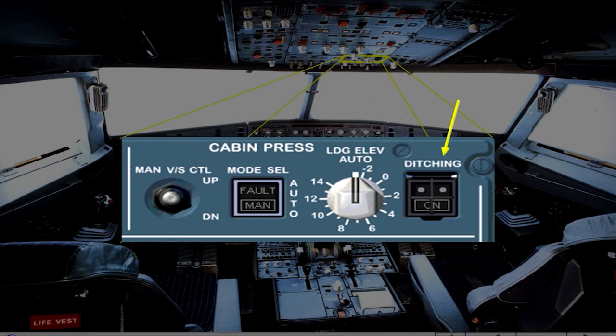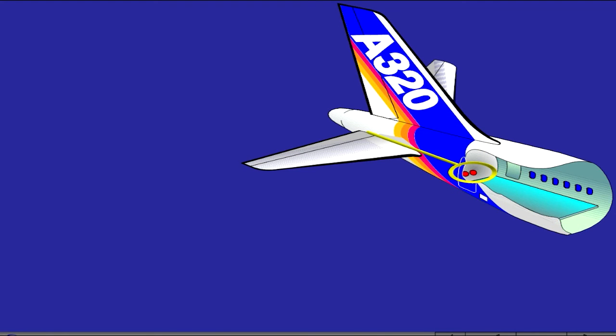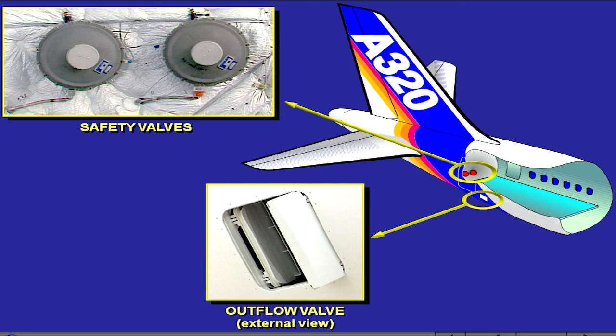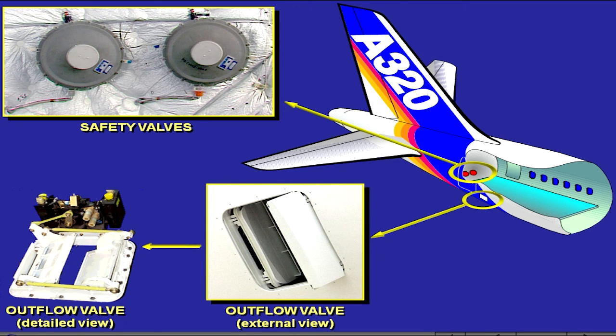The guarded ditching switch is provided to close all valves so that the aircraft can be sealed in the unlikely event of a ditching. To prevent excessive cabin differential pressure, negative or positive, two safety valves are installed on the pressure bulkhead at the rear of the cabin. Pressurization is achieved by means of a dual gate type outflow valve.